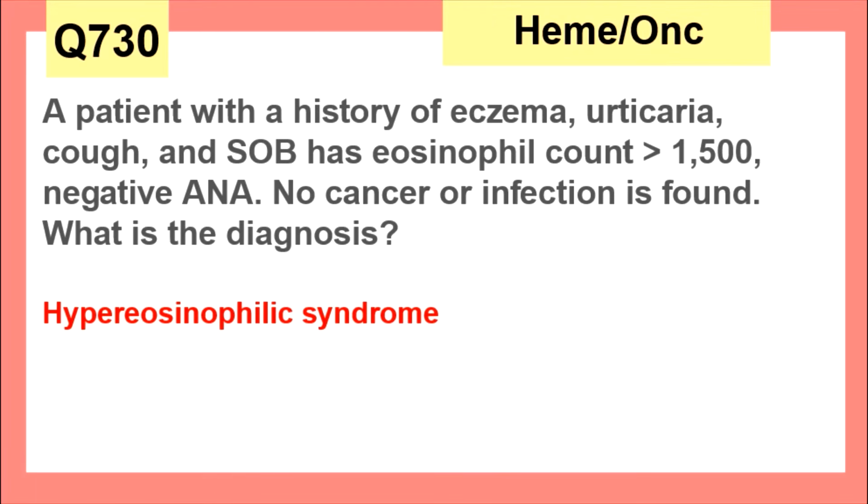730. A patient with a history of eczema, urticaria, cough, and shortness of breath has an eosinophil count more than 1,500. Negative ANA, no cancer or infection is found. What's the diagnosis? I already gave it away. Hypereosinophilic syndrome. What's the treatment? We give steroids in order to suppress the production of the eosinophils.